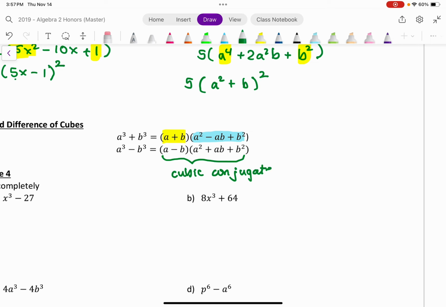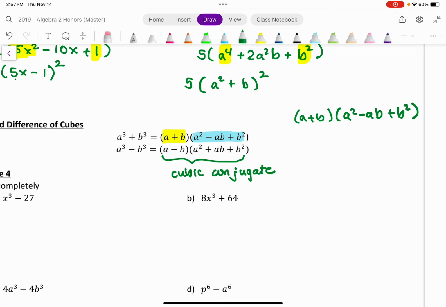Just like we had the regular conjugates, that's for the difference of squares, you have something here called cubic conjugates. And when we multiply them back together, they actually cancel out all of those middle terms. Like if I have a plus b times a squared minus ab plus b squared.